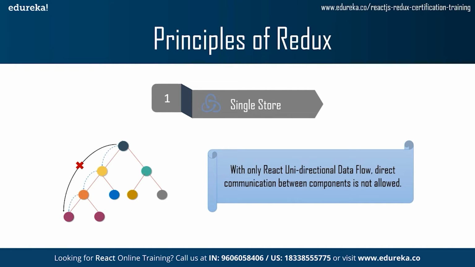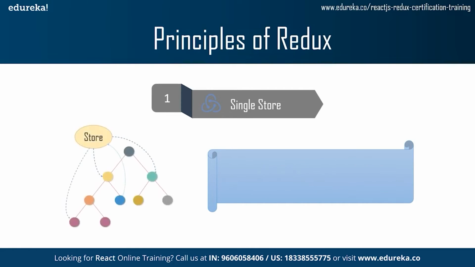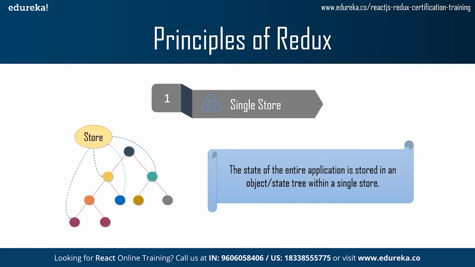As with React's unidirectional data flow, direct communication between components is not allowed. Now, the state of the entire application is stored in an object or state tree within a single store. Components' state is stored in the store and they receive updates from the store itself. So components dispatch something to the store, and then the other components, when they get to know that something has been updated, they subscribe to the store.